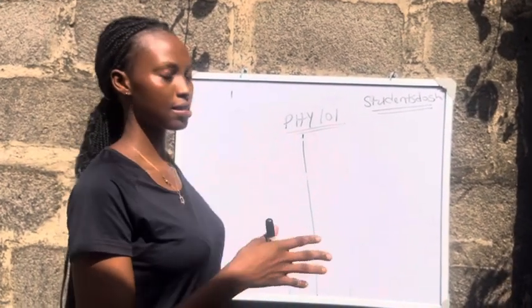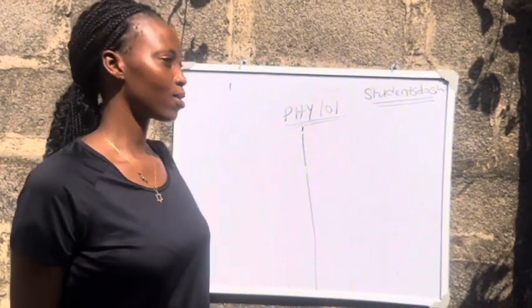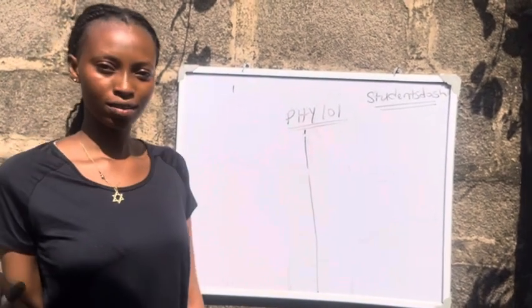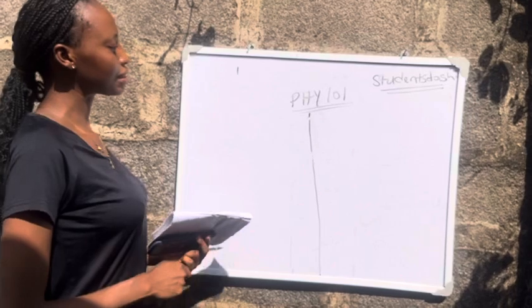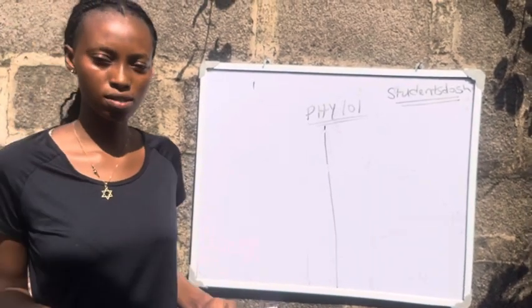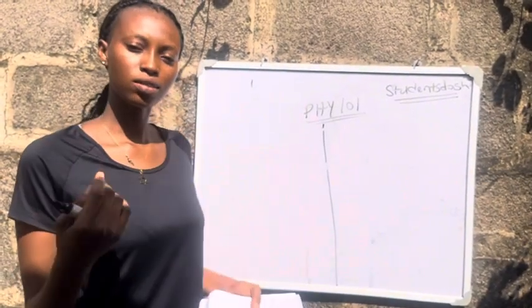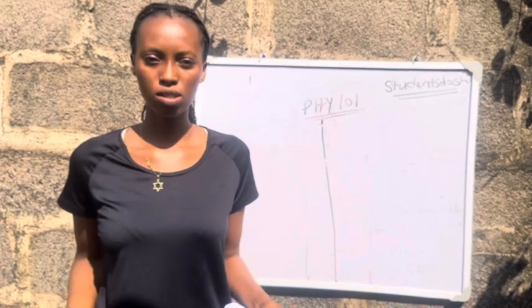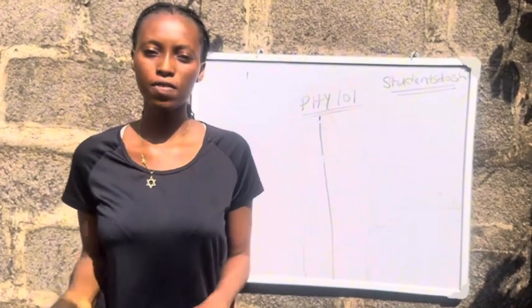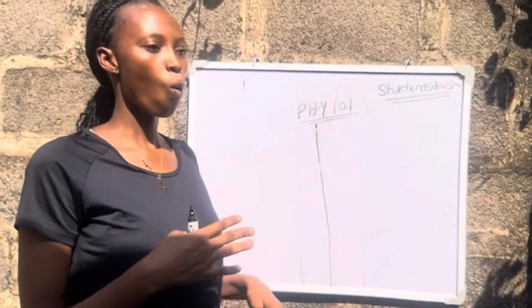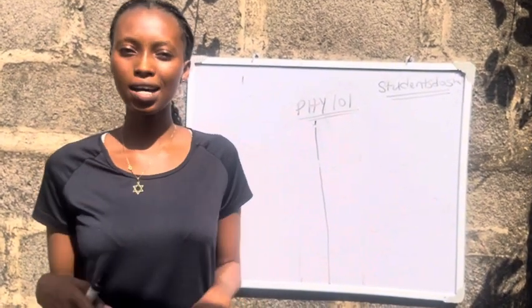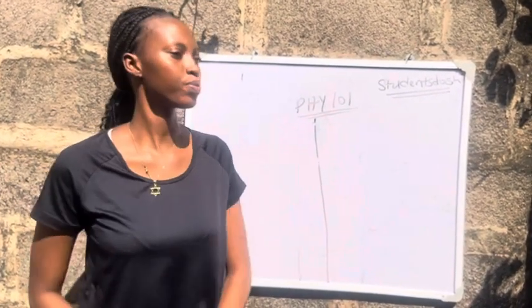Welcome to Studentsdash channel. Today we'll be looking at Physics 101 in the first semester for freshers, that is year 1. So we'll be looking at vector and scalar quantities. Before I proceed, I would like to give the meaning of vector and scalar quantities. A vector quantity is a quantity that has both direction and magnitude, while a scalar quantity is a quantity that has only magnitude but no direction.